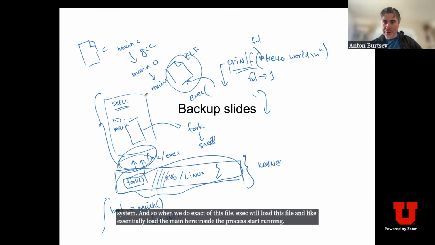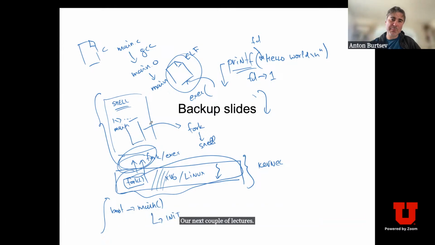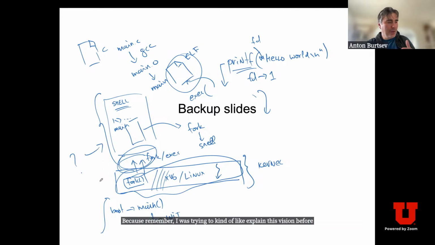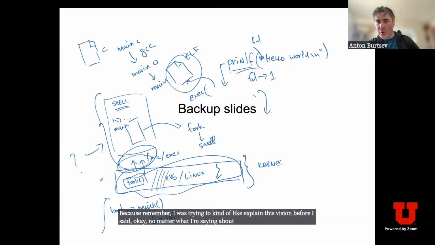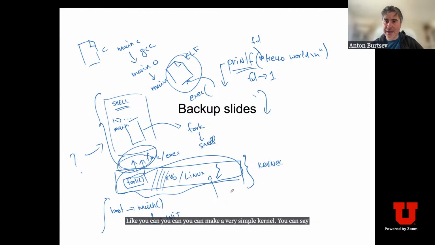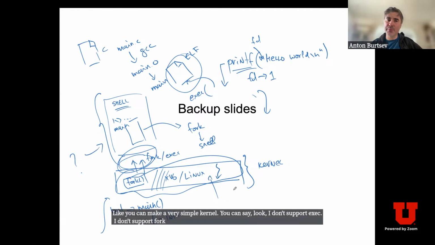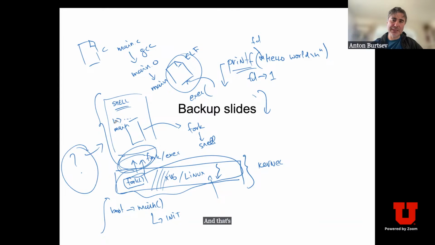So our next couple of lectures will look at what's inside the process. Remember, I was trying to explain this vision before. No matter what I'm saying about operating systems, no matter what the book says, the very first pragmatic goal is that you simply need to run programs. You can make a very simple kernel. You can say, I don't support exec, I don't support fork. I simply run one program, one main function, like Arduino does, and it reads sensors and is happy, like in my wearable device, right?